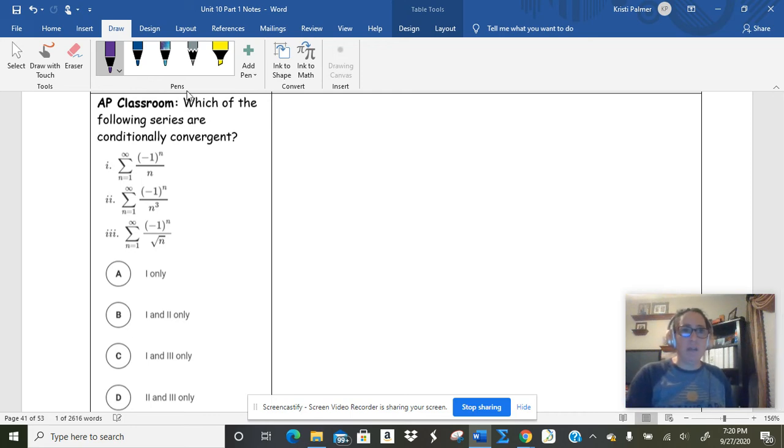So it says, which of the following are conditionally convergent? So see if you can look. These terms are all alternating series, they all decrease in absolute value to 0. So as I keep getting a bigger n, then the terms keep getting smaller overall. So they all converge.